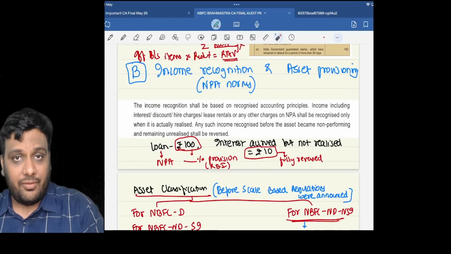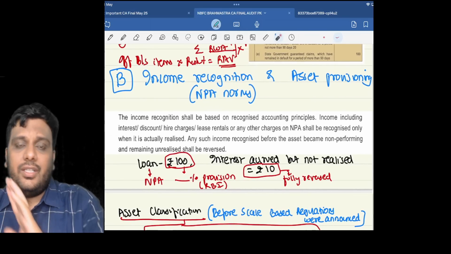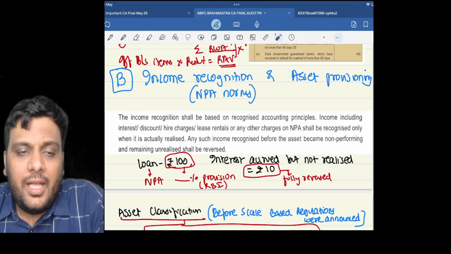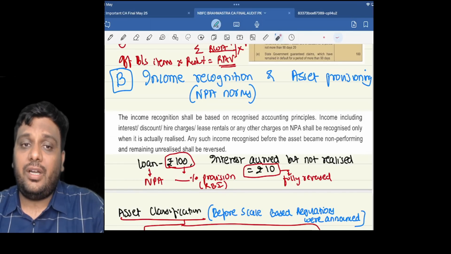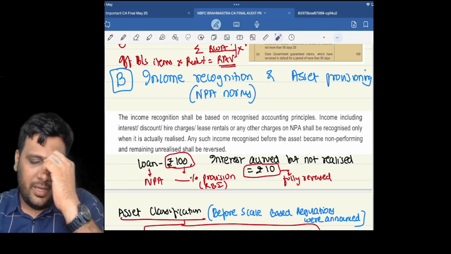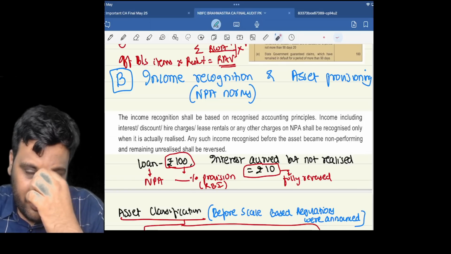Now listen to me very carefully. Income recognition and asset provisioning. I'm assuming the students have a little bit of knowledge of non-performing assets over here. So I'm straight away coming to the NBFC discussion. But still, you will understand it from scratch.